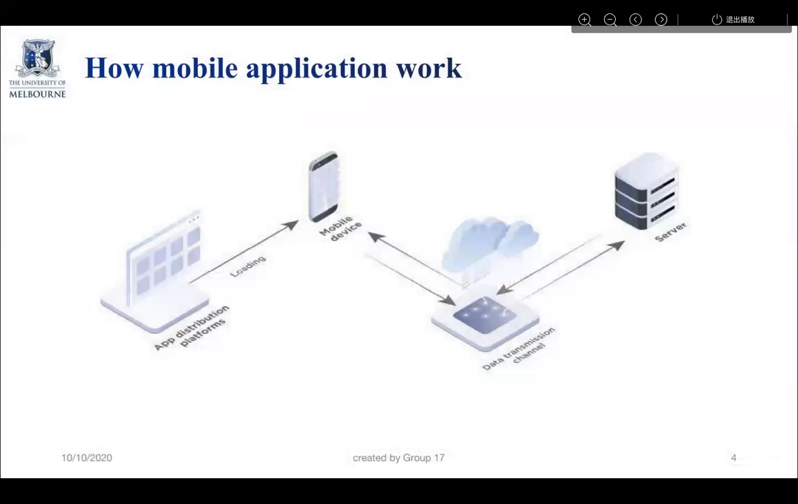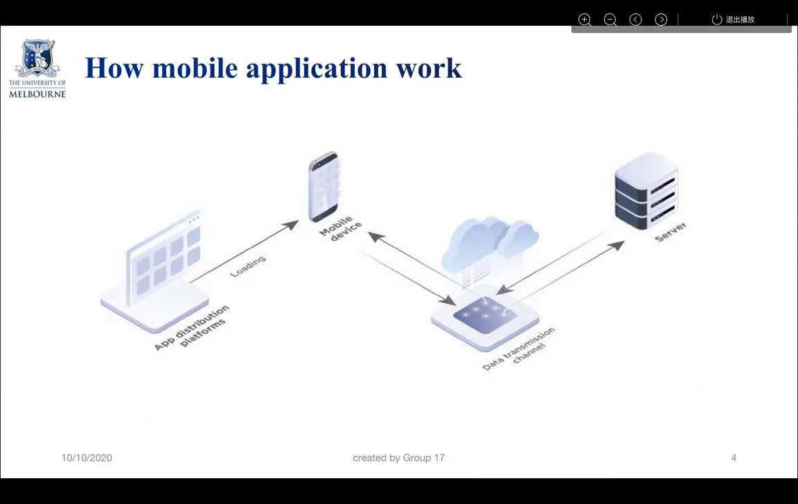Most mobile applications have client-server architecture. The client is the application installed on the mobile devices. These applications are usually downloaded from application distribution platforms. The server is usually a cluster of computers. It interacts with clients through data transmission channel and is responsible for processing and storing information.